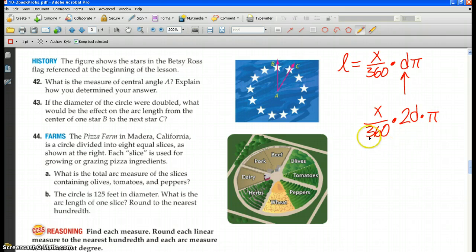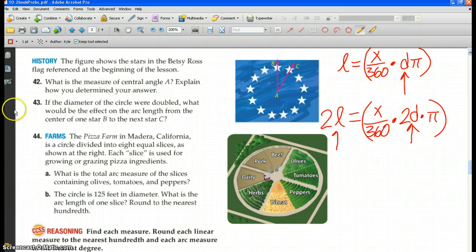And we know that if we multiply this side of our equation by 2, because that's what we did, we multiplied the diameter by 2, which is the same as just multiplying this entire side by 2, then we have to multiply the other side by 2. So we can see that if we double the diameter, that doubles the arc length. So we need to say what would be the effect on the arc length. It is doubled.